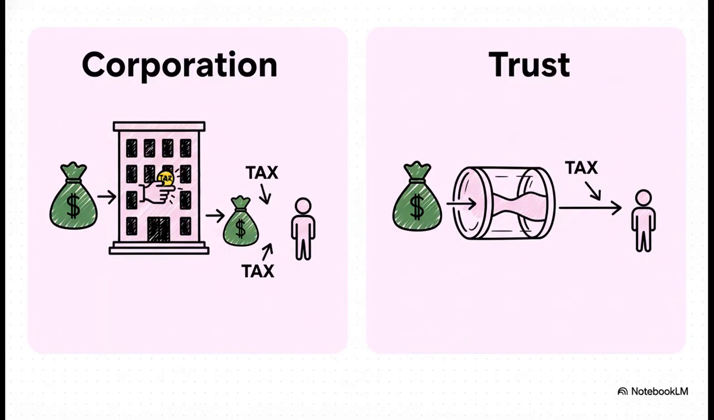Now, this is where it gets really interesting, because this slide perfectly illustrates the one big problem that trusts were built to solve. On the left, you've got a typical corporation. The corporation makes a profit, and it pays tax on that profit. Then, when it distributes what's left to shareholders as dividends, the shareholders have to pay tax on that money again. It's a classic case of double taxation. But look at the trust structure on the right. It completely sidestepped this. The income simply flowed through the trust, directly to the beneficiaries. The trust itself paid nothing, and the beneficiaries paid the tax. The key takeaway? The income was only taxed once.